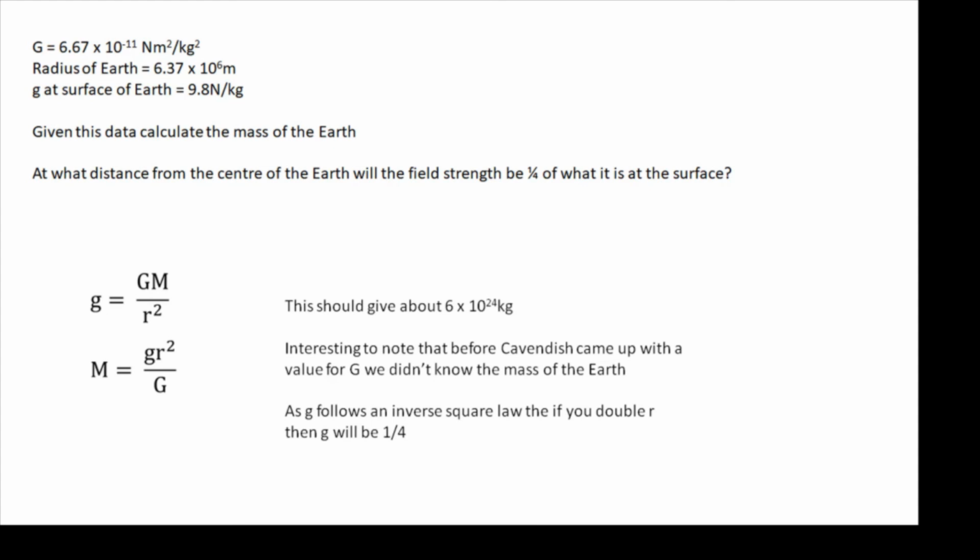For the mass of the Earth, you should get about 6 times 10 to the 24 kilograms. Interesting, before Cavendish came up with a value for big G, we didn't really know what the mass of the Earth was. And when we found the mass of the Earth, it turned out to be nothing like we thought it was, because we didn't know that it had a metal core. And as little g follows an inverse square law, if you double the distance, then g will be a quarter.